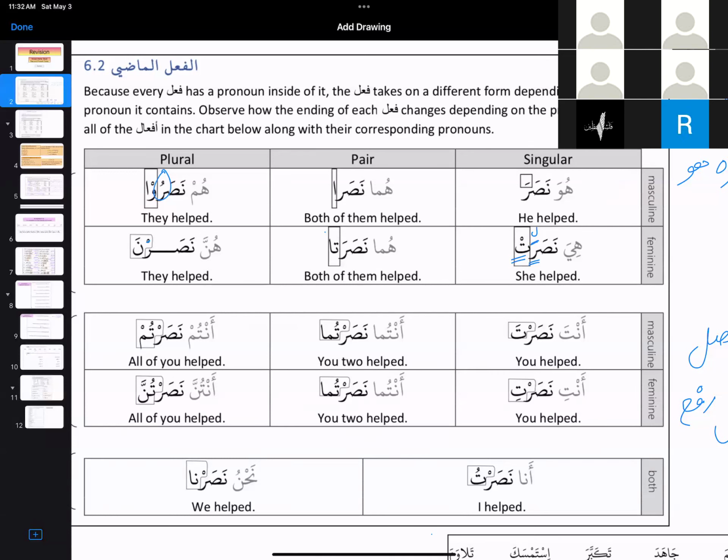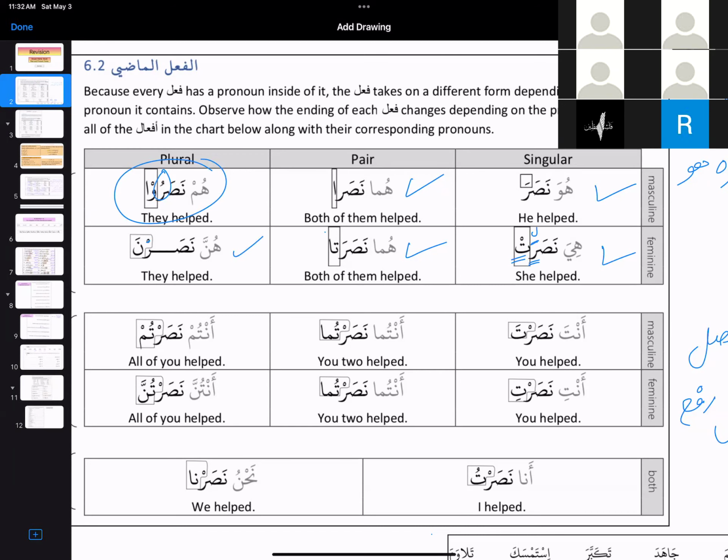Mabni ala fatha, mabni ala fatha, mabni ala fatha. All these four are mabni ala fatha. Then this one only is mabni ala dhamma. Only whom is mabni ala dhamma in madi. No one else is mabni ala dhamma. And then after hunna, including hunna, everything is mabni ala sukun. Last letter. Simple and easy, okay?